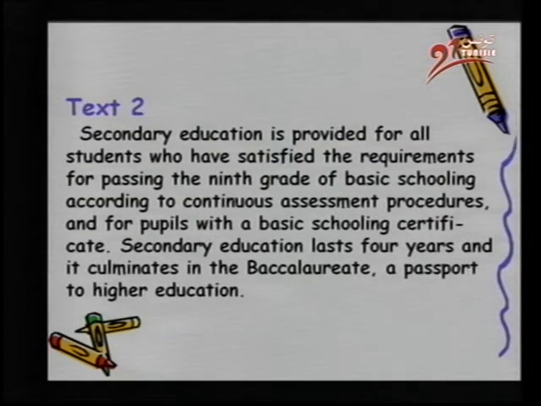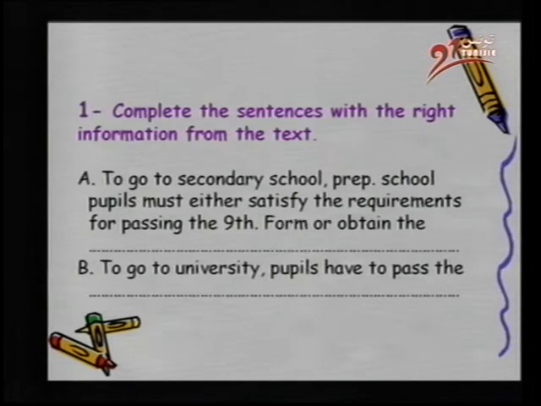Read the text quickly, please. Read it again. Now, let's move to the exercises. Exercise 1. Complete the sentences with the right information from the text. To go to secondary school, prep school pupils must either satisfy the requirements for passing the 9th form or obtain, what is the other alternative?